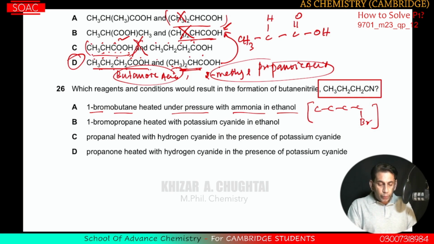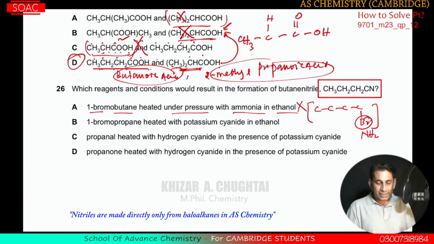If I'm going to react it with ammonia, the nitrogen will be over here, and this is called an amine, and it is not having a cyanide group basically, so it is an incorrect option. Nitriles cannot be made in this way by the substitution of halogen by the amino group. No, this is not the way to synthesize the nitrile.